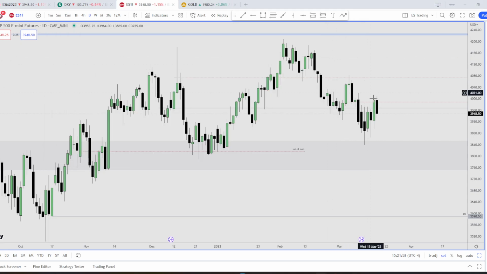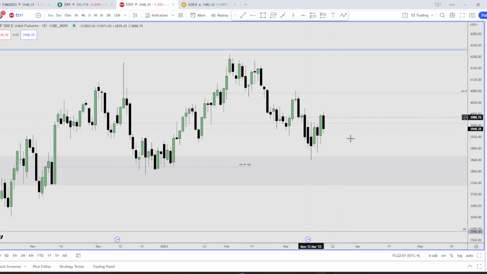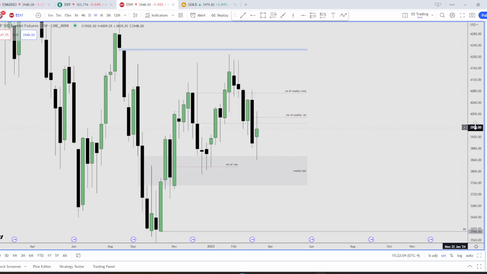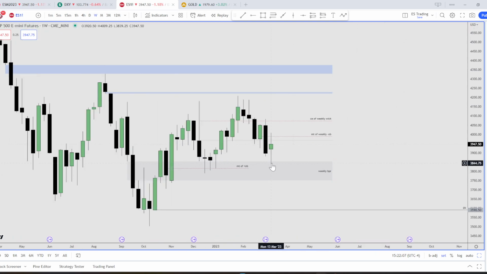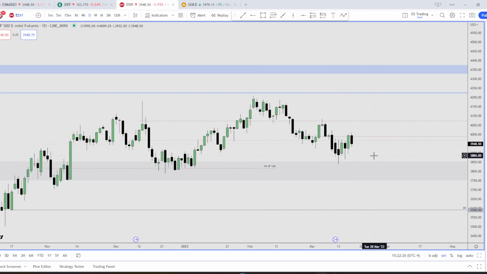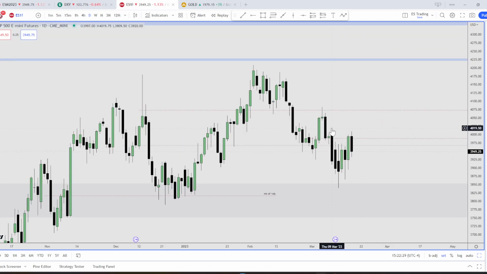So on the ES, right here, we can see that on the weekly, we are supported by this balanced price range yet again, as it was before. So for next week, I want to see if price can displace higher above the mean threshold of this order block, right? So on a daily, that would mean above this swing high here, and that would confirm my bias that we're going bullish in April.